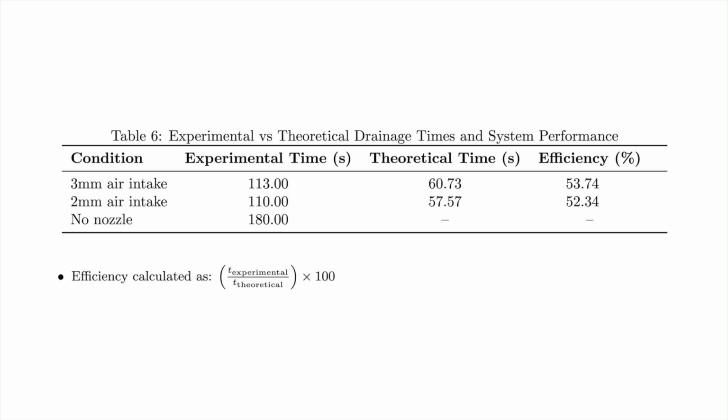Both intakes achieved about 53% of efficiency, which is obtained by the quotient between the real time and the theoretical one. These results suggest our system experiences substantial flow restrictions, likely from factors like surface tension or air intake limitations. The similar performance between 2 mm and 3 mm intakes implies we may be hitting a minimum drainage time threshold for this setup. We hope you found this video both informative and enjoyable.